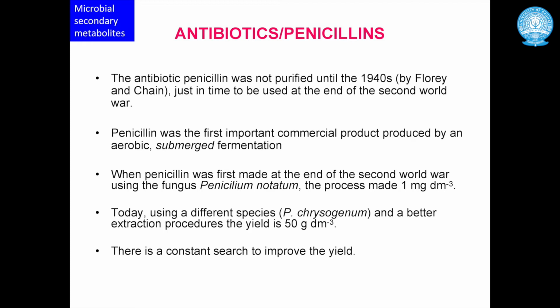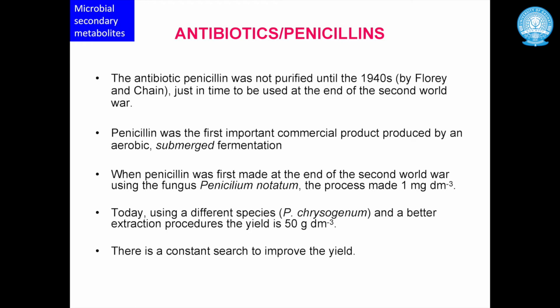But still, the requirement of penicillin is such that we need to improve the yield further. So how do we increase the yield further, and how have we achieved the 50,000 times increase in penicillin production?